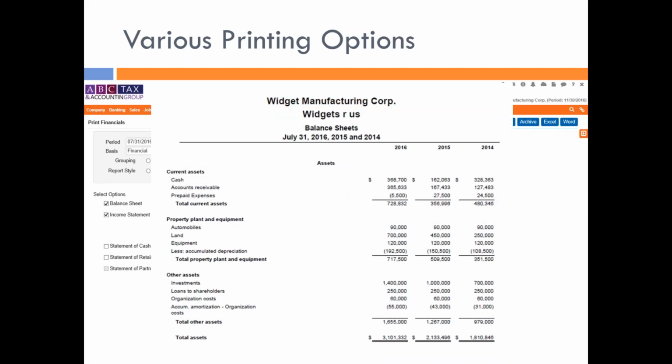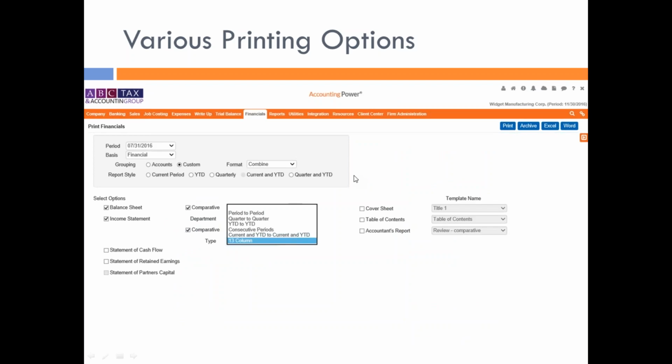So once you select it, then you get a financial statement like this. Here's a balance sheet with the current year on this one was 16, and then 15 and 14. Now we also have a few different options for comparative under income statement. The balance sheet comparative is always just current to current.